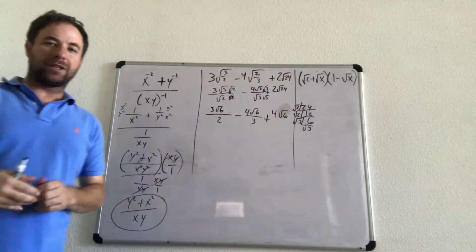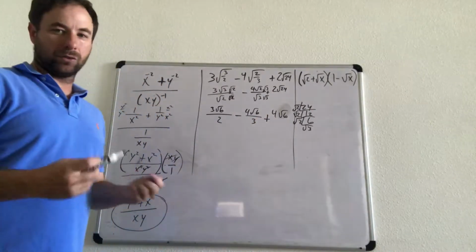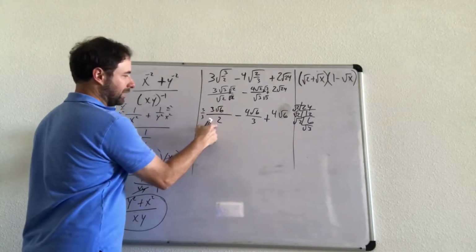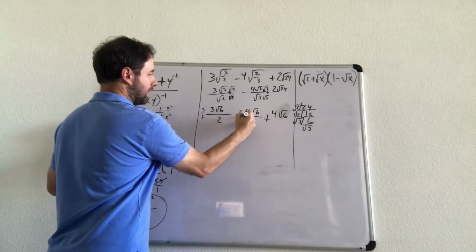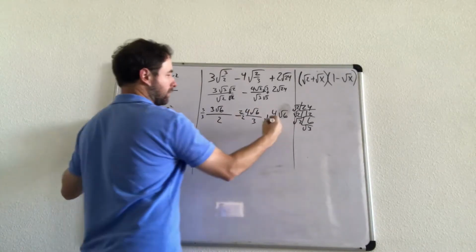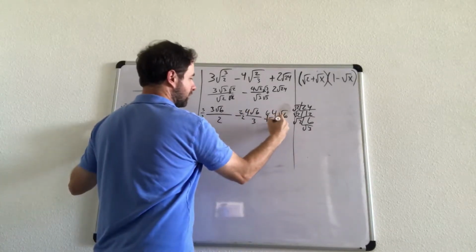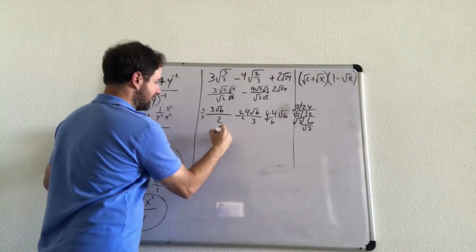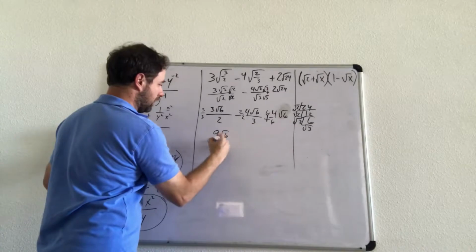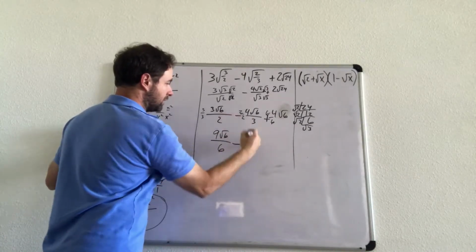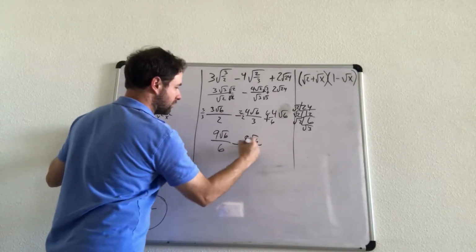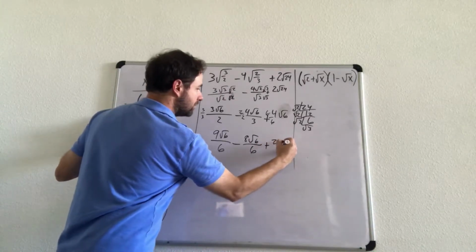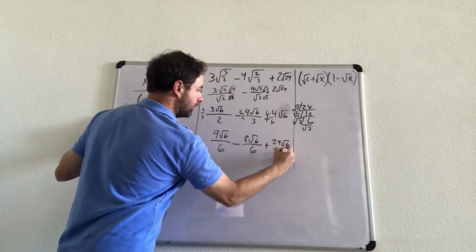Now, if we get common denominators, we can now add these. Of course, the common denominator is 6. So multiply this times 3 over 3 to get 6. Multiply this times 2 over 2 to get 6. We'll multiply this times 6 over 6 to get 6 on the denominator. So 3 times 3 is 9 root 6 all over 6. Minus 2 times 4 is 8 root 6 all over 6. Plus 24 root 6 all over 6.